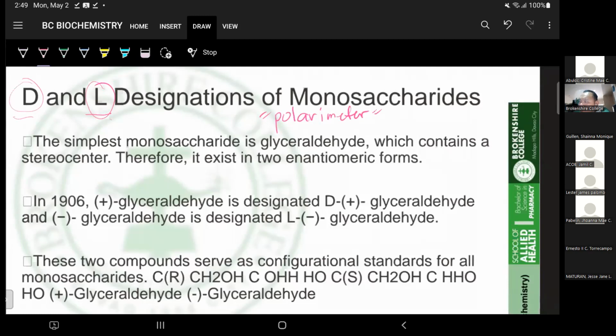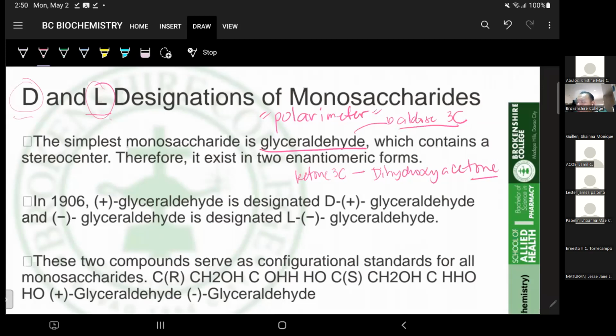The simplest monosaccharide known is glyceraldehyde. From the word itself, aldehyde, that is an aldose sugar with 3 carbons. Aldose with 3 carbons, your glyceraldehyde. The ketone with 3 carbons is known as dihydroxyacetone, acetone, ketone. So that is the counterpart in the ketone group. Again, the simplest one is your aldose sugar, the three-carbon glyceraldehyde, which contains a stereocenter.